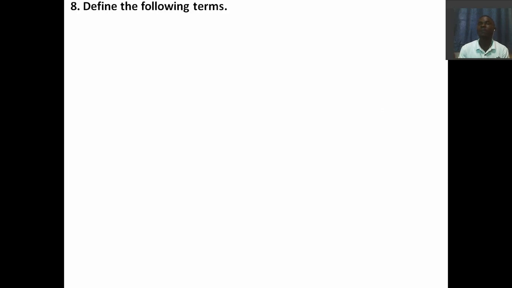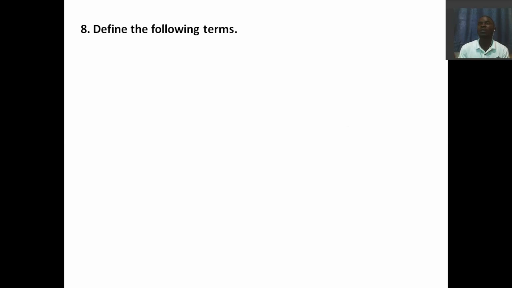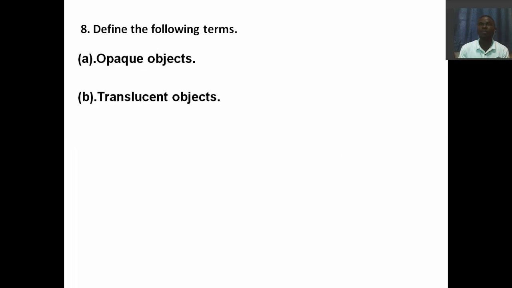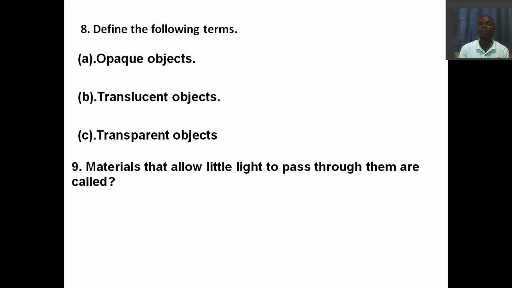Number 8, define the following terms. Opaque objects. You remember I didn't teach you about opaque objects, but the definition is opaque objects are objects that don't allow light to pass through them. Then translucent objects are objects which allow little light to pass through them. Then transparent objects are objects that allow all the light to pass through them.